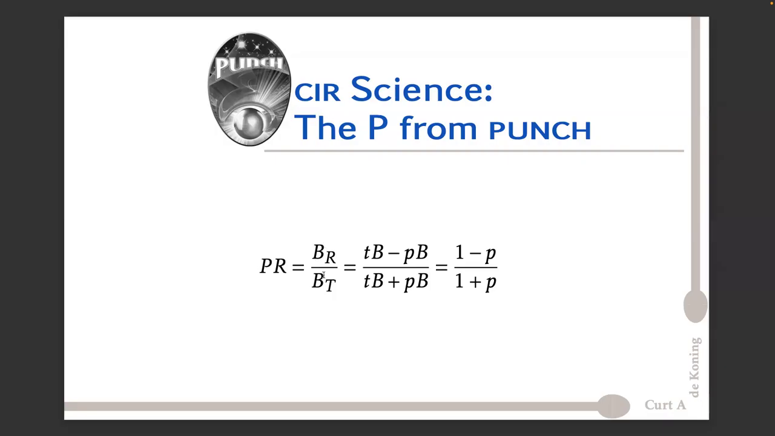And I did notice that when the PUNCH level 2 data comes out, it will actually consist of these two images, the BR and the BT, so that we could right away start making polarization ratio images from level 2 data. We can also combine the BR and BT into total brightness TB and partial polarized brightness, excuse me, PB. And then taking this ratio of the difference of these two brightnesses over the sum of the two brightnesses is another way of calculating the polarization ratio.